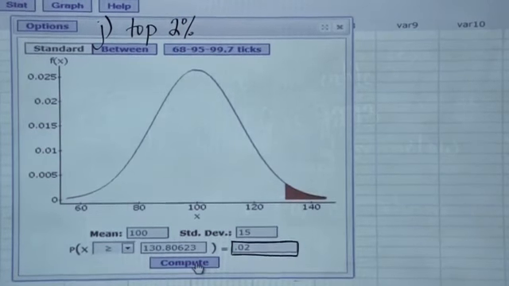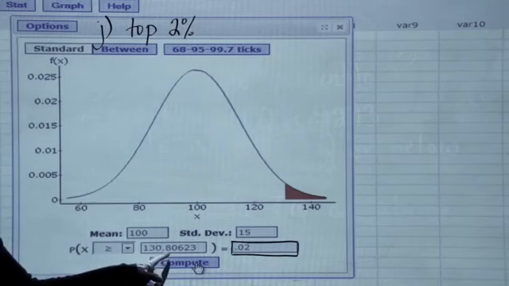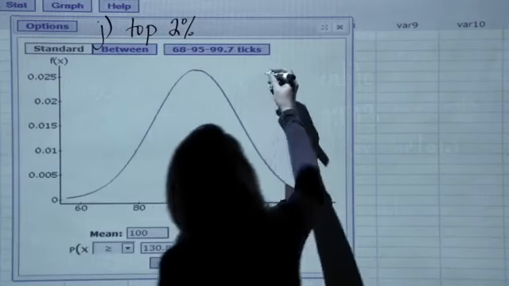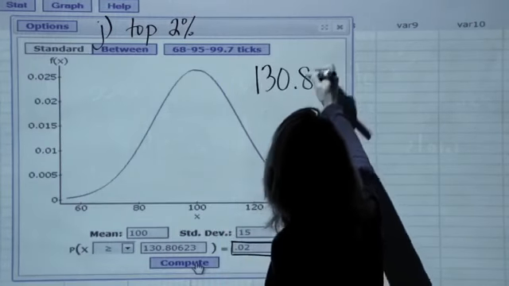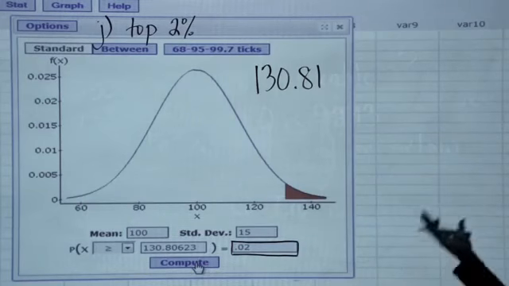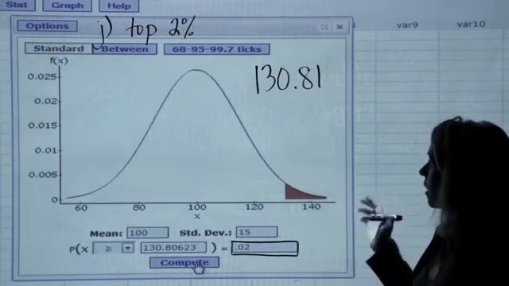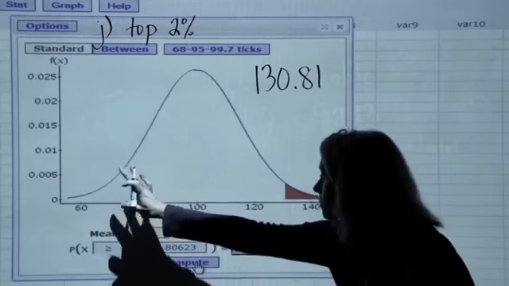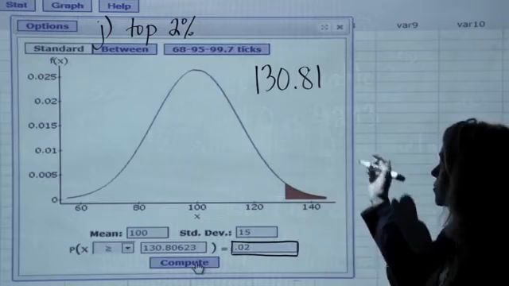Make sure your picture agrees with what you're trying to find. StatCrunch is great, but it doesn't do all the thinking for you, so make sure that your answer makes sense here. So this says that the likelihood that a person has an IQ that's greater than or equal to roughly 130.81, that they're in the top 2%. Another way we could write that, if they're in the top 2%, that IQ denotes the 98th percentile. 98% of the IQs would be below that, 2% would be above.